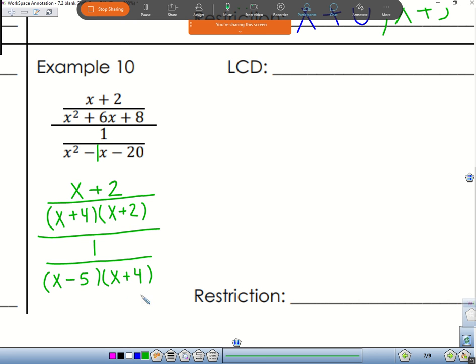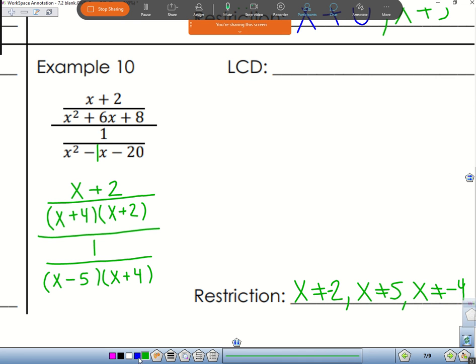So at this stage, we have to identify some restrictions on the domain. What do you think some of our restrictions on the domain are here? Good. Negative 2, positive 5, and negative 4. I just set all of those pieces equal to 0.